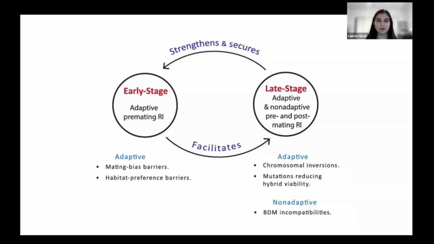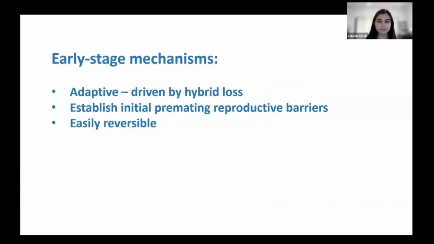So getting more into this paper, this diagram really represents the central focus of our paper and what our results showed. We analyzed 5 barrier mechanisms, 2 in this early stage, so mating bias barriers and habitat preference barriers, and 3 designated as late stage barrier mechanisms. So that's chromosomal inversions, mutations reducing hybrid viability, and BDM incompatibilities. So what we found was that these 5 barrier mechanisms work in a positive feedback loop, which I'll definitely get to later. But first, we're going to look at how these mechanisms act individually.